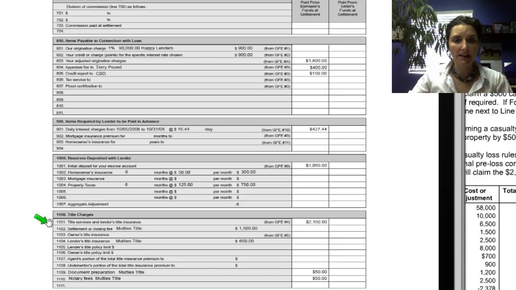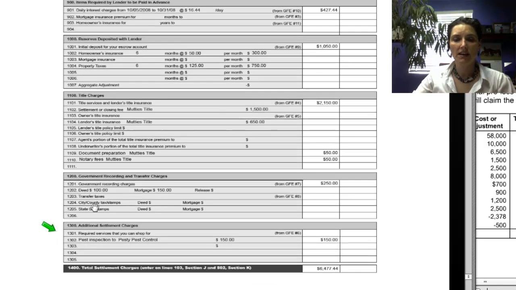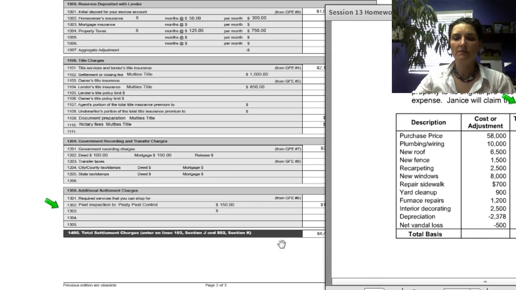We then have the title insurance. Title insurance absolutely would add to cost, as would the document preparation and the notary public fees. And finally, these government recording fees also add to cost. And then down at the very bottom, we have a pest inspection report that was $150. So let's go over to the answer key and see what we did with all of those numbers.